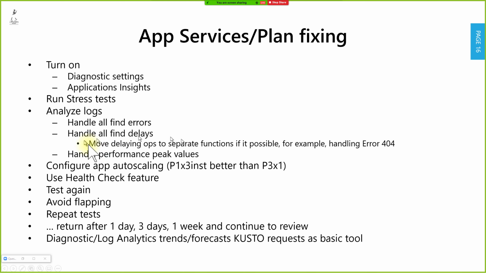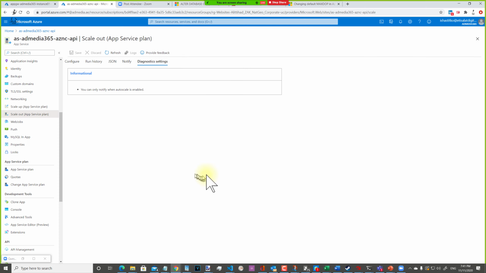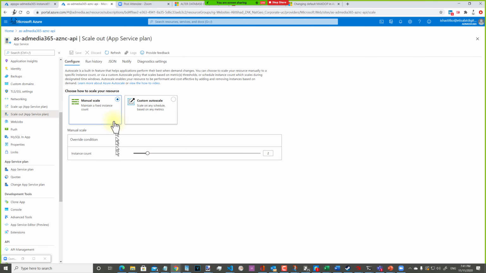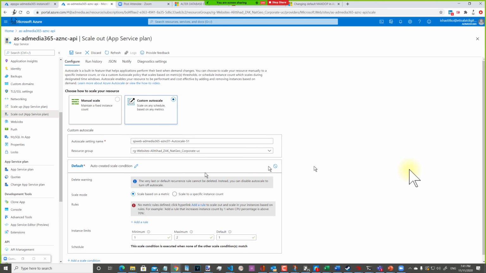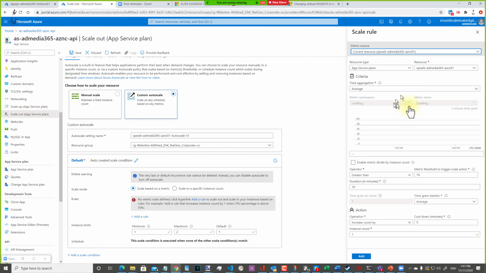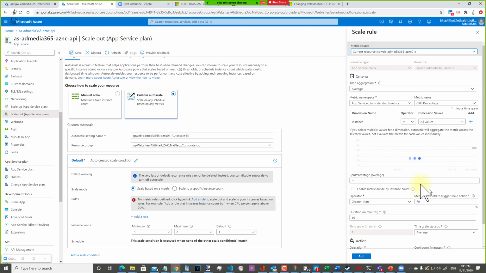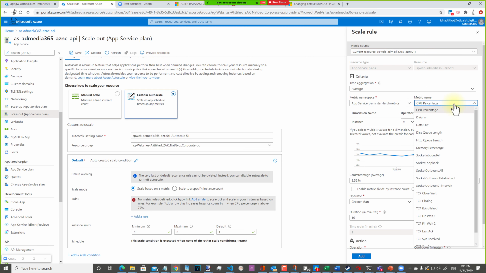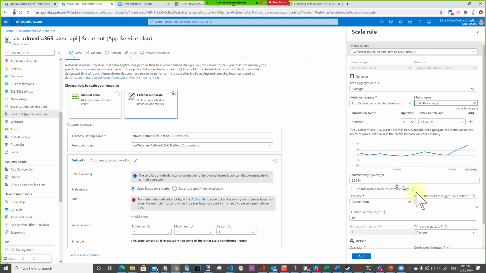And handle performance peak values to understand what's going on and how we can handle this with auto scaling. So the performance peaks could be handled by auto scaling with the right parameters, with the right options here, manual or auto scaling with required rules, where you can find the percentage, etc., where you can set that. This is a small one, a bad scenario, but anyway.